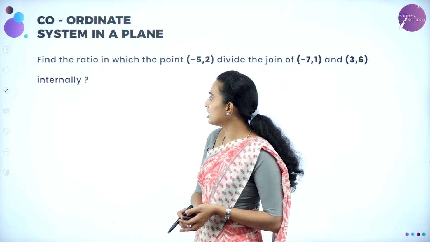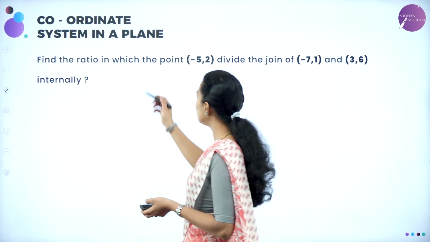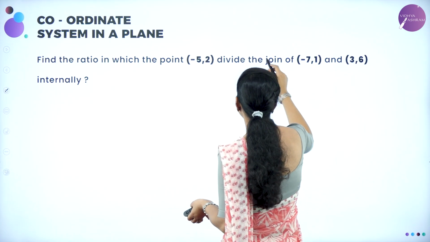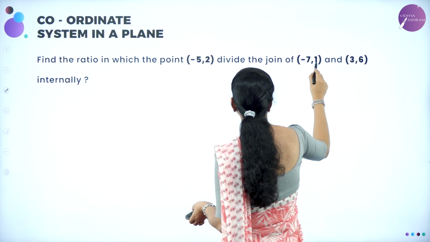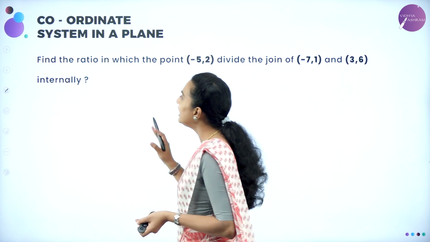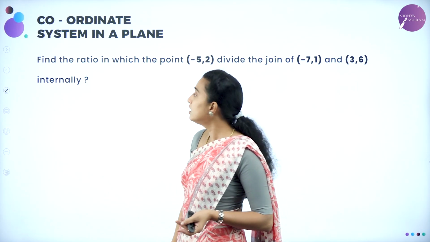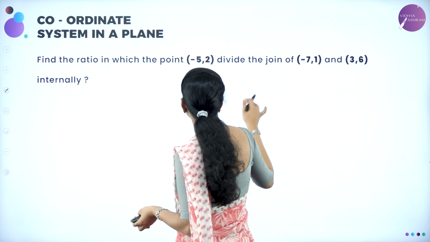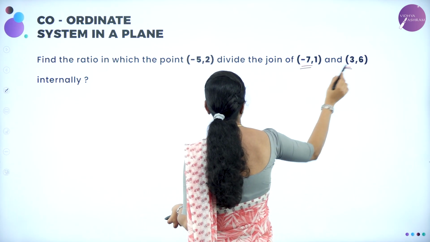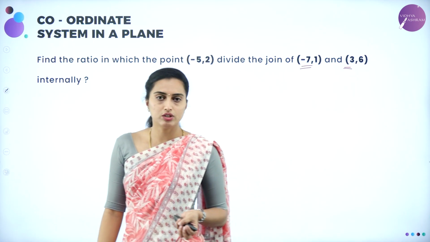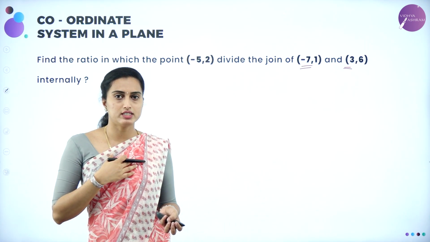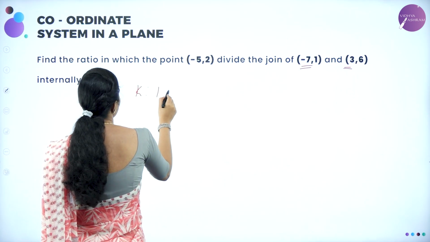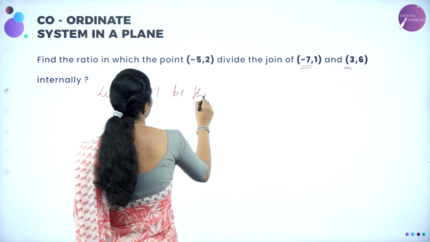They have asked for the ratio in which the point (-5, 2) divides the line joining the points (-7, 1) and (3, 6) internally. We need to find the ratio in which the point (-5, 2) divides the line joining these points. So let k is to 1 be the ratio to find out.